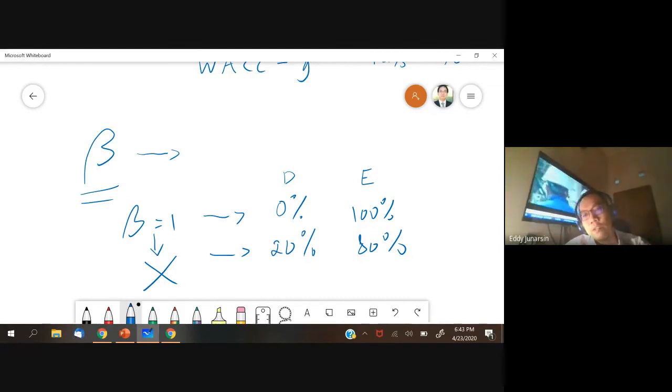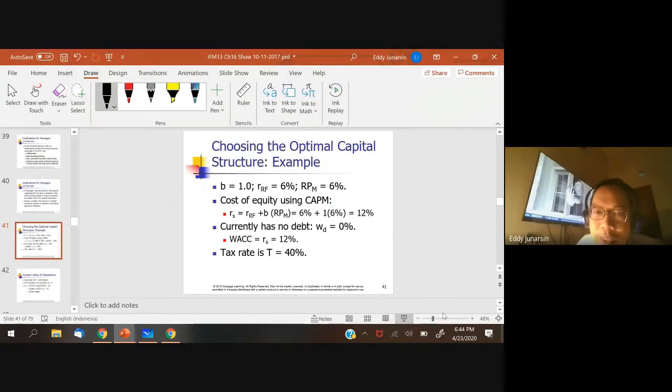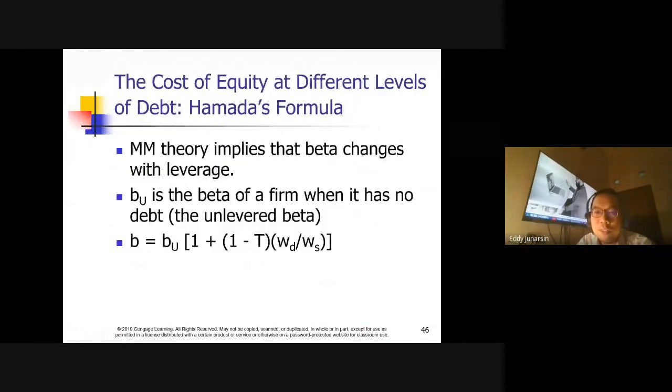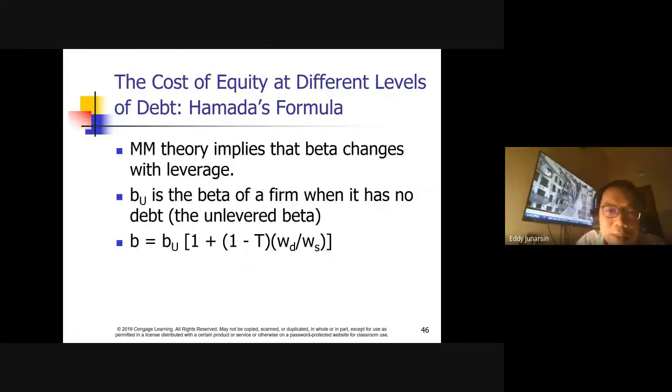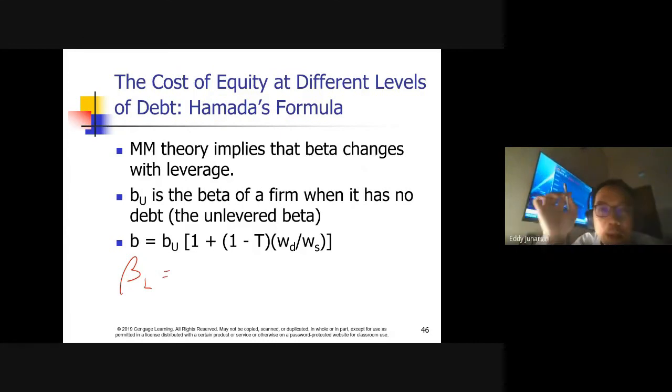So the riskiness of the firm has changed. Previously, we used no debt, zero debt. Now we increase the debt financing to 20%. So it's riskier, to creditors as well as to equity holders. So we cannot assume that the beta, or the systematic risk, will remain as it was at 0%. That's why we need, thanks to Hamada, a researcher named Hamada who made this formula. This is Hamada's equation. So we need to adjust. This is the levered beta.